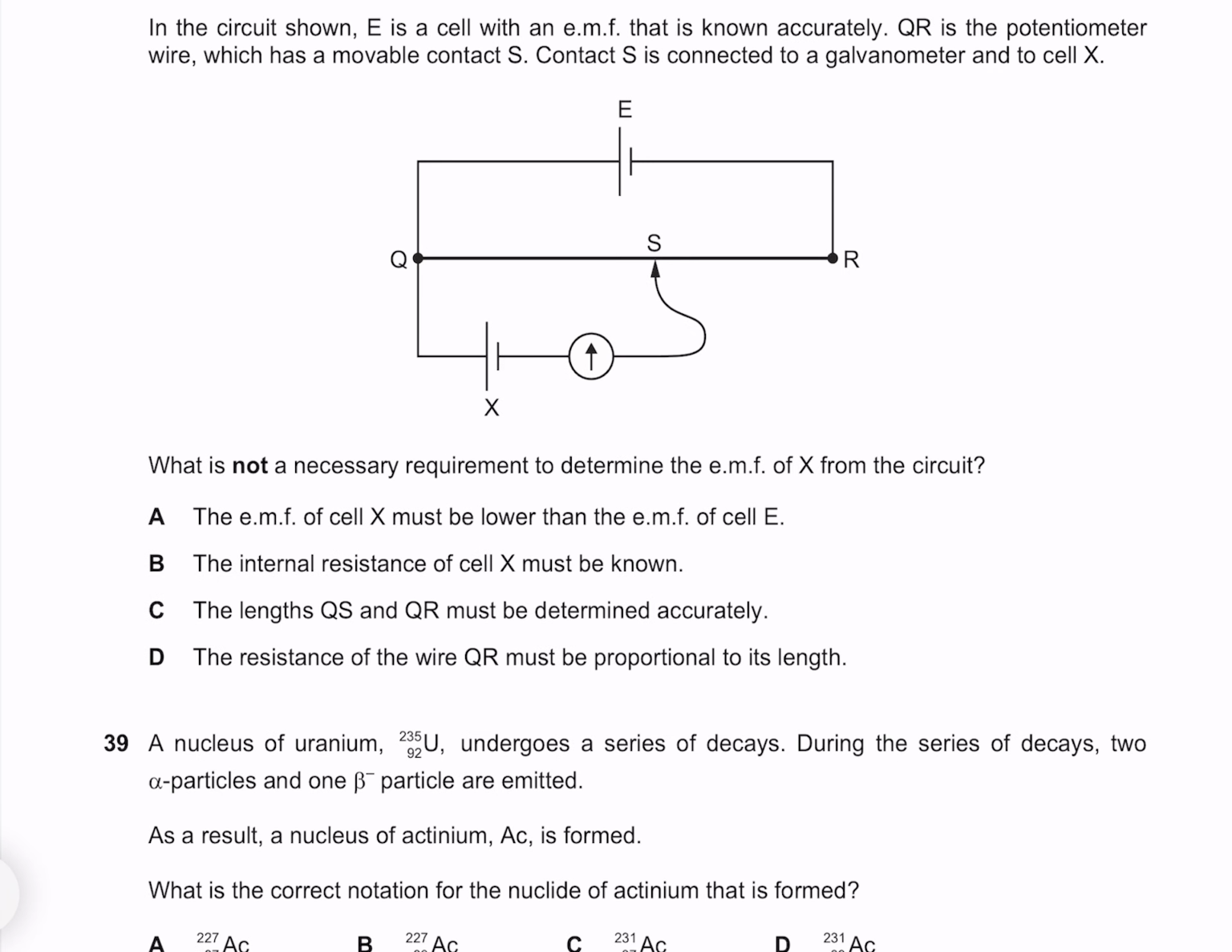And so the idea is, in order to find our value of X, we take E, which must be of a higher voltage, and we move the contact until our current becomes 0, and so the EMF of cell X must indeed be lower than the EMF of cell E. The internal resistance doesn't need to be known because the current is zero, so therefore it consumes no voltage. The lengths QS and QR must be determined accurately, they do, and the resistance of the wire QR must be proportional to its length, also must be true. So our answer is B.